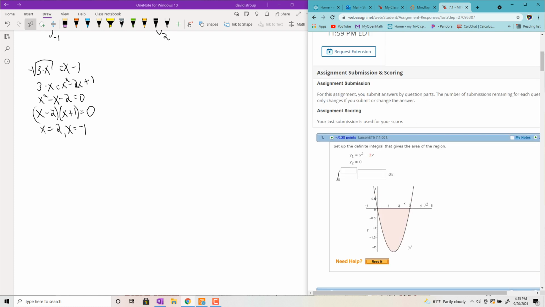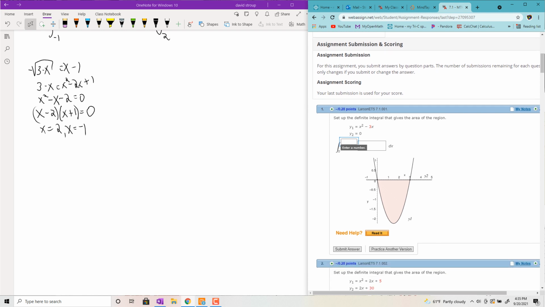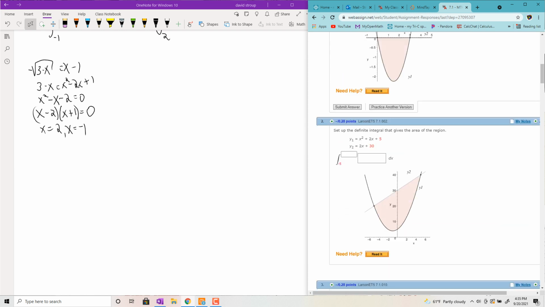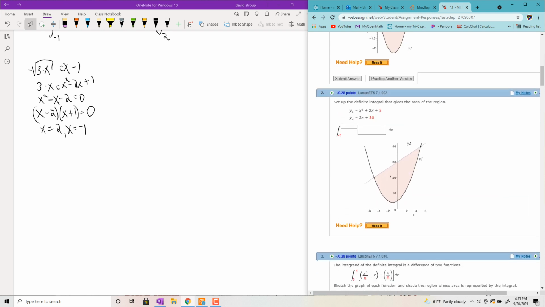This one, you can kind of look at the graph, but I encourage you to do the graphs and then set the equations equal to each other and solve that way, rather than just use the picture, because sometimes the picture can be a little bit misleading. Right? Okay, so let's take a look-see here.